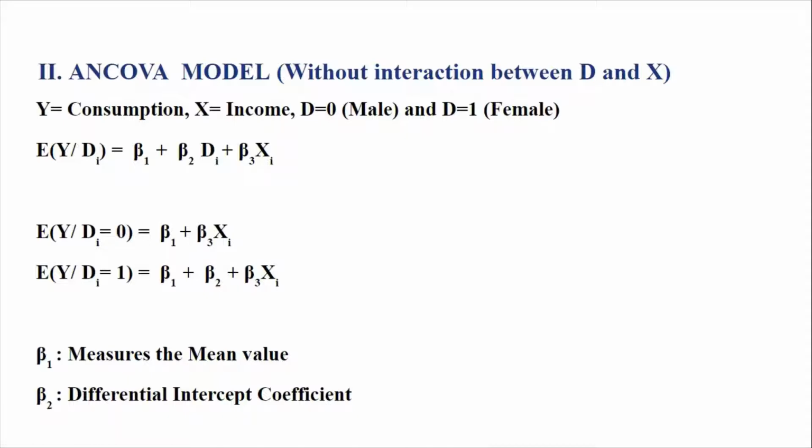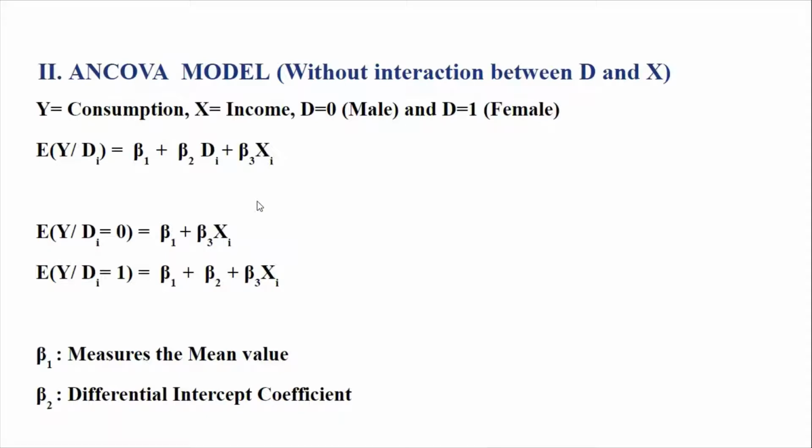So in this case, the regression equation for this ANCOVA model can be written as expected value of y for given di is equal to beta 1 plus beta 2 di plus beta 3 xi. Okay, so here you can see there are three regression coefficients. Okay, one is the intercept and other two are the slope coefficients, one for the dummy variable and other one for the quantitative variable income.